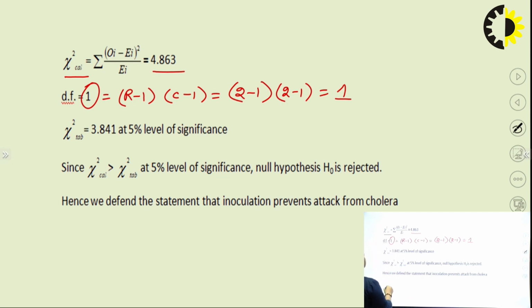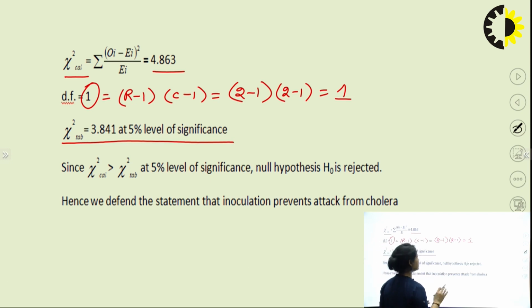So at 1 degree of freedom, the tabulated value at 5% level of significance, we always consider without loss of generality the level of significance as 5%. If it is given specifically as some other level of significance, then it's fine, we will change it. Otherwise, for all numerical problems, the level of significance is considered as 5%. So chi-square tabulated is 3.841.